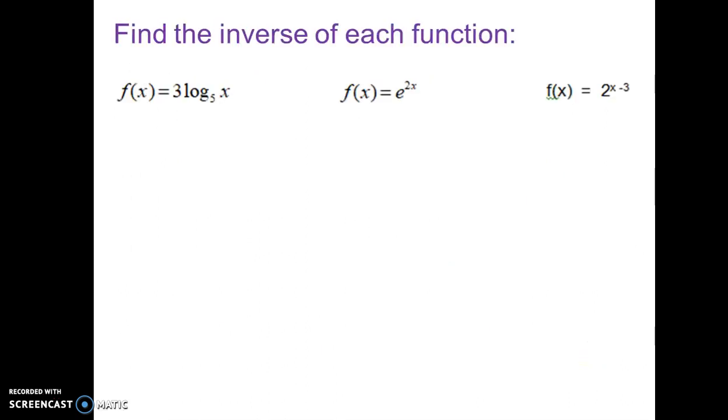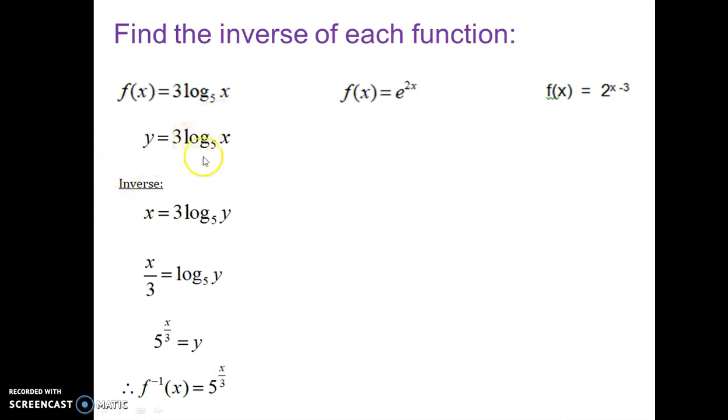All right, 3 more. Find the inverse of each of these. First one, rewrite it like this. Instead of function notation, use y, then switch the x and y to make the inverse. Then divide by 3 here to isolate the log statement. So divide by 3. And then you can change to exponential form, 5 to this power equals y. So that means our inverse is this exponential.